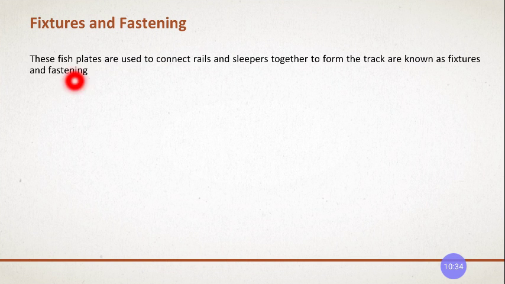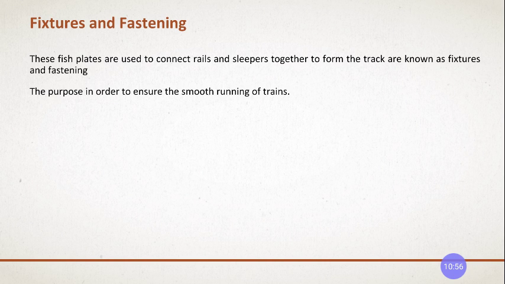Next, fish plates are used to connect the rails and sleepers together to form a track, known as fixtures or fastenings. With the help of the fish plates and other fastenings, you connect rails to rails or rails to sleepers. This connection is called fixtures or fastenings. The purpose is to ensure the smooth running of trains.